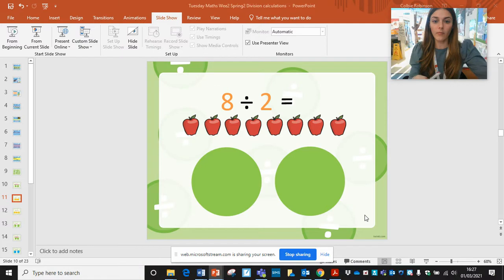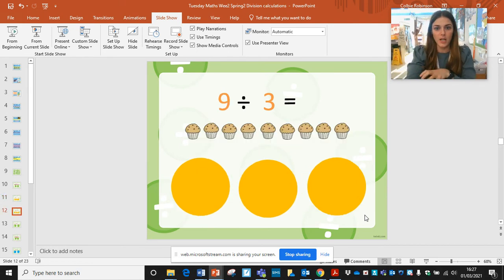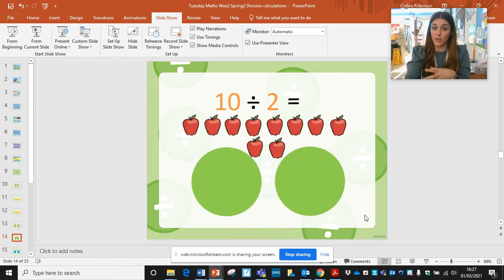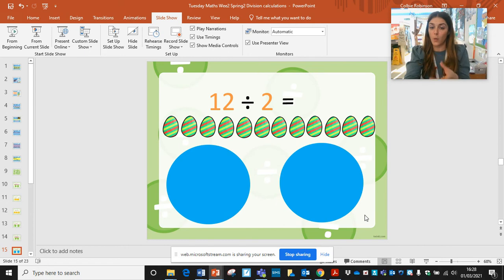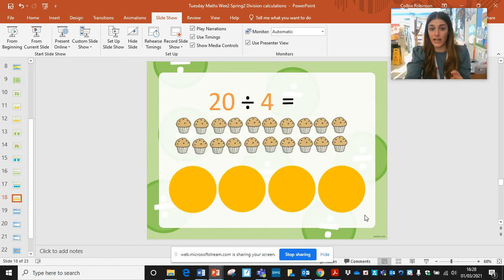So work your way through the slides because there's lots of different numbers, different objects, and different amounts that you are sharing. So different numbers that you are sharing into different groups. So 6 divided by 3, 9 divided by 3, 8 divided by 2, 10 divided by 2, 12 divided by 2, 6 divided by 4, 12 divided by 3, and then 20 divided by 4. So the number's a bit bigger there for a bit of a challenge.